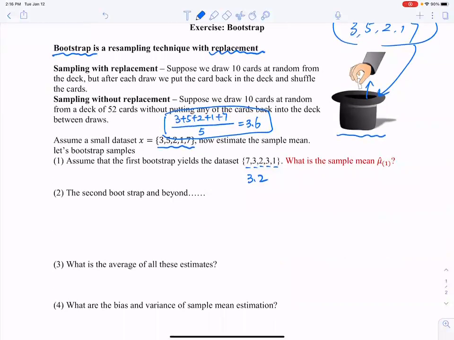Now suppose we do the second bootstrapping. This will be 5, 1, 1, 3, 7. So you got the bootstrap sample from the hat. If you got a 1, you put it back into the hat, and next time you still have a probability to draw 1, right? So for this one, the mean will be 3.4.